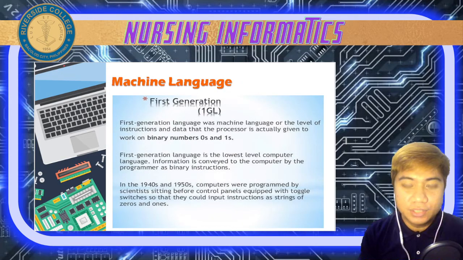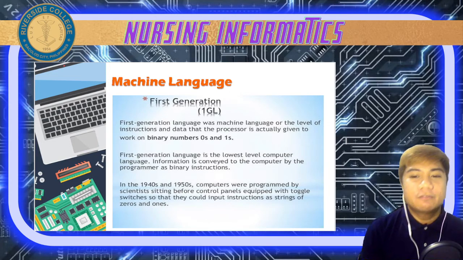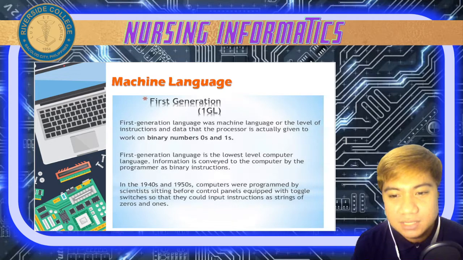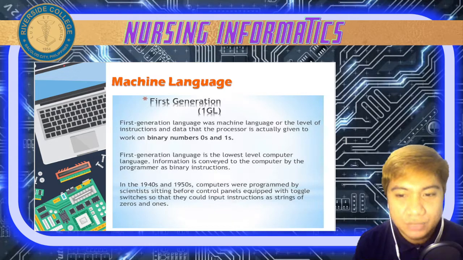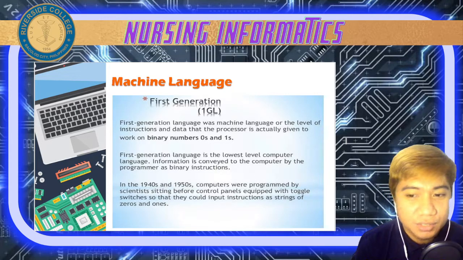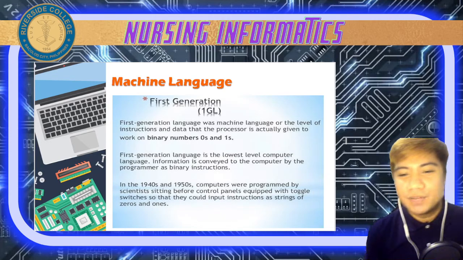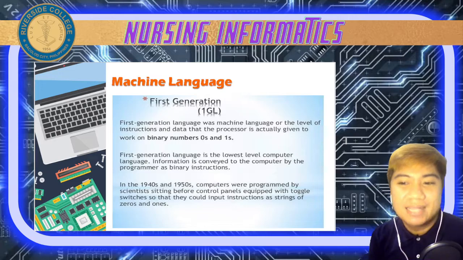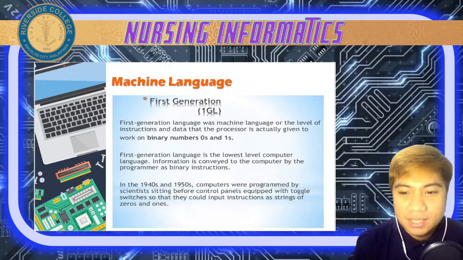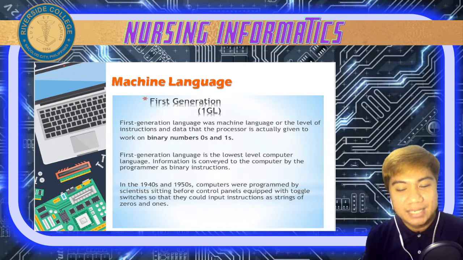Now, let's have first your 1GL, or your machine language. So first generation language was machine language, or the level of instructions and data that the processor is actually given to work on binary numbers, such as your zeros and your ones. So usually made up of your numbers. So first generation language, or your 1GL, is the lowest level computer language. Okay? So the information is conveyed to the computer by the programmer as your binary instructions.